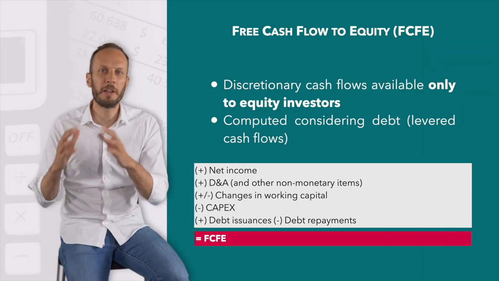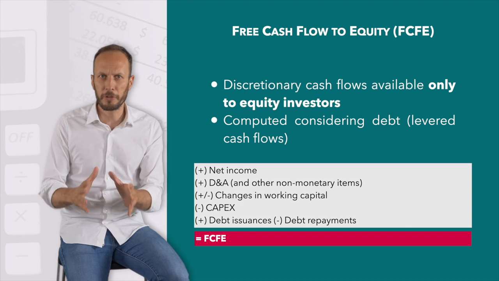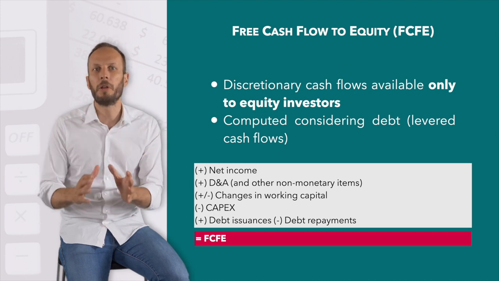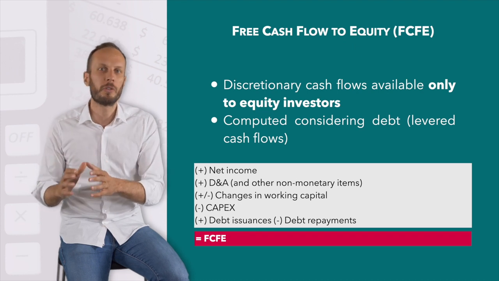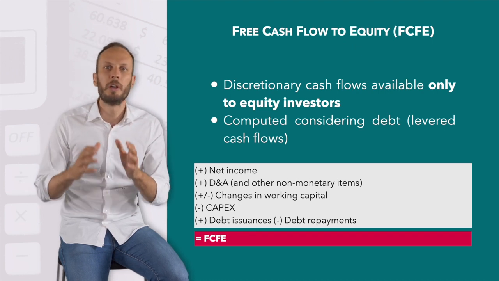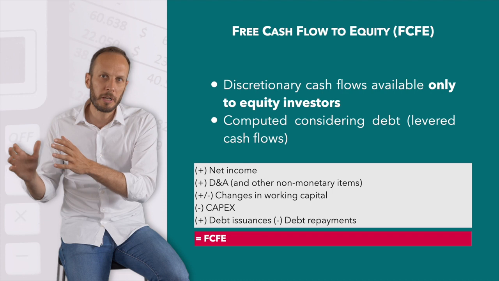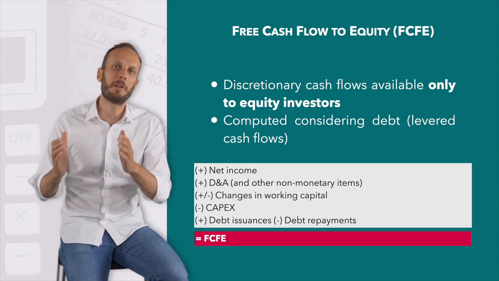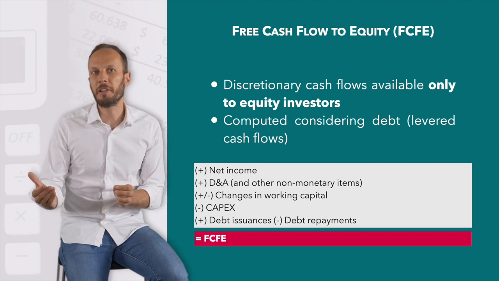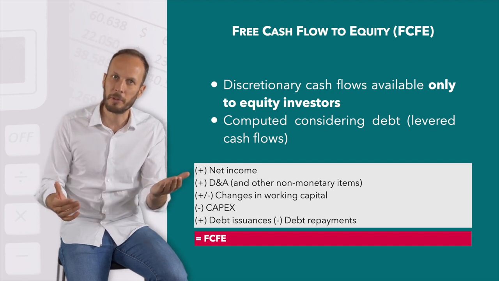On the contrary, free cash flows to equity represents discretionary cash flows available only to equity investors. It's computed considering debt, so they are called levered free cash flow. It's calculated starting from net income, adding D&A, adding or subtracting changes in working capital, subtracting capex, and considering debt issuances and debt repayments as well.